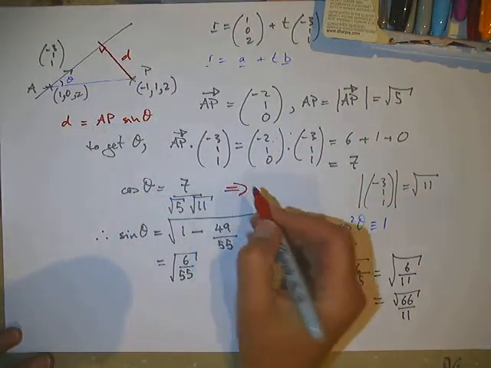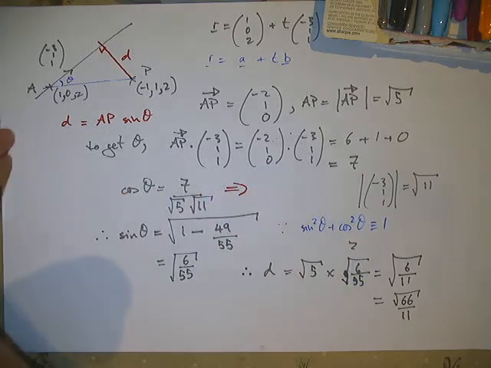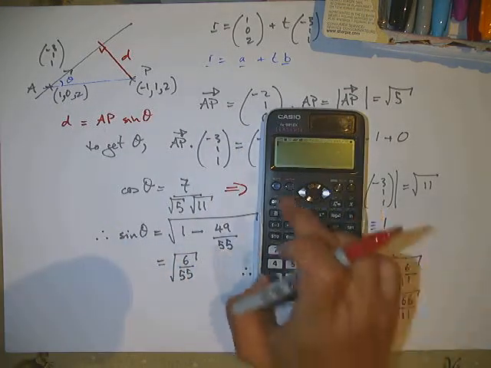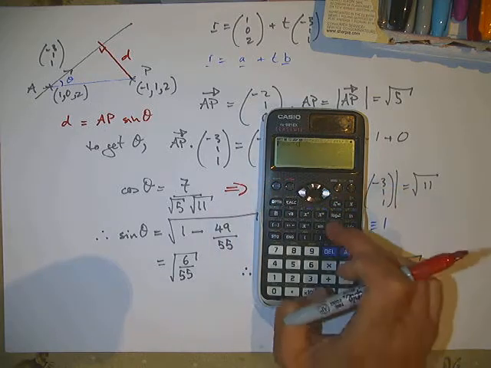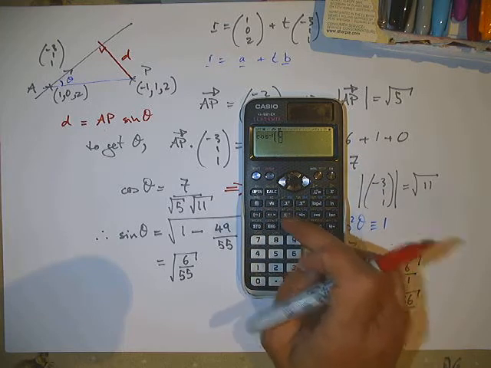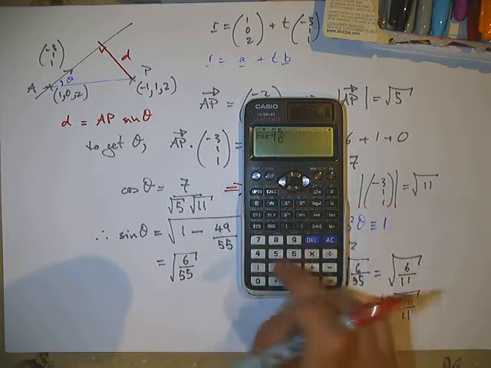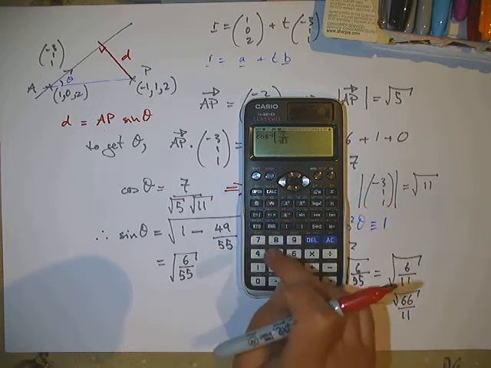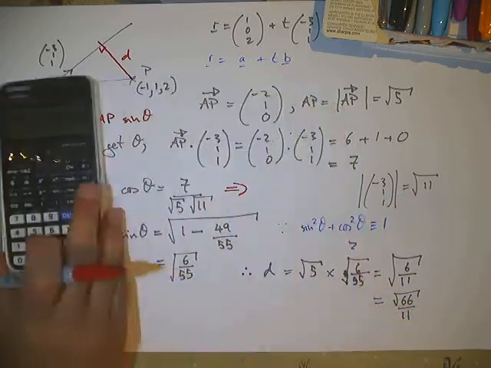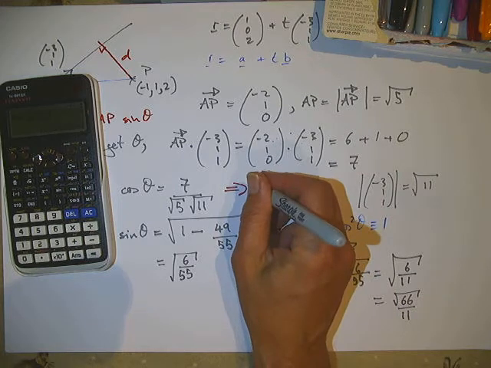Clearly what we could have done is here we could have turned that into an answer. So we could have done cos minus 1, shift cos of, turn that into a fraction, 7 over root 55, and got 19.3.